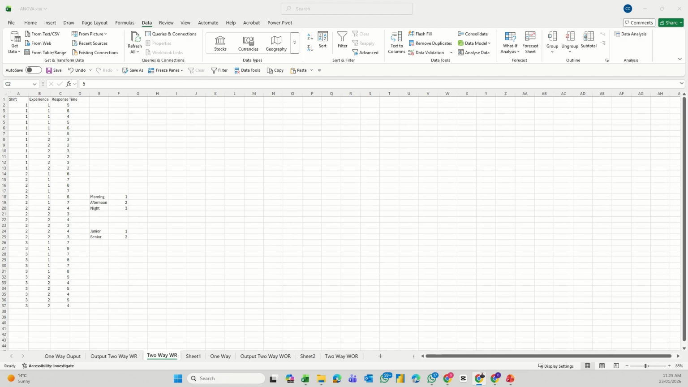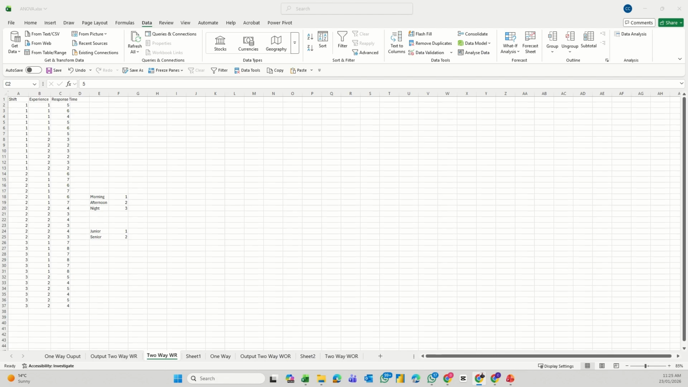What is your dependent variable here? Do you know what your dependent variable is? Okay. Now you have two factors here, two independent variables that you're looking at, which are shift and experience, while your response time is your dependent variable.